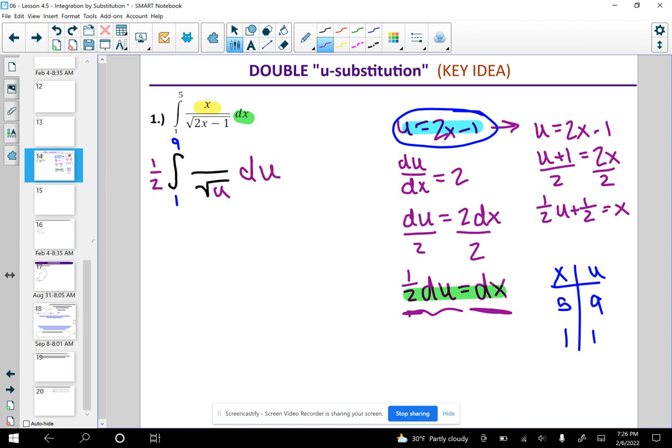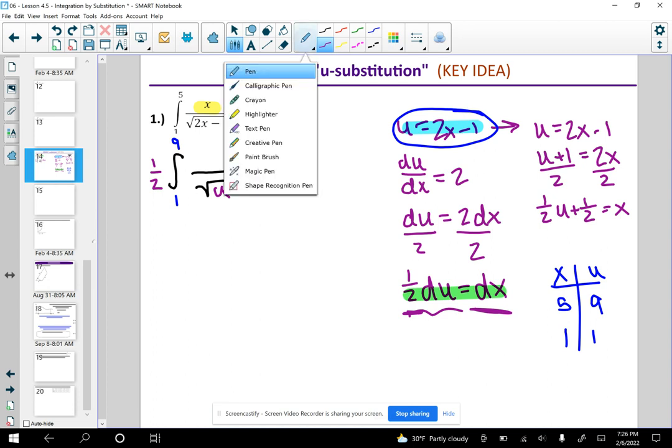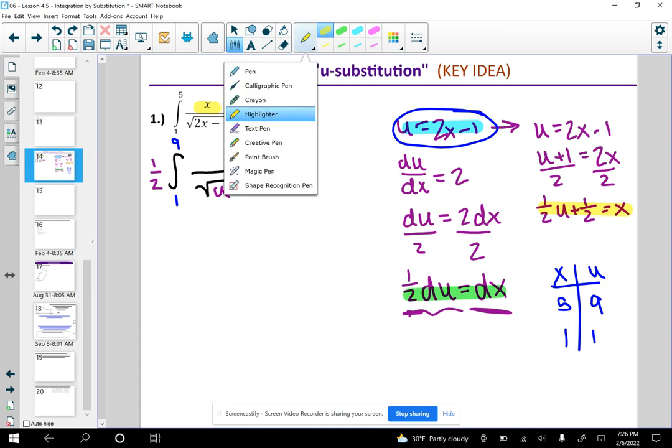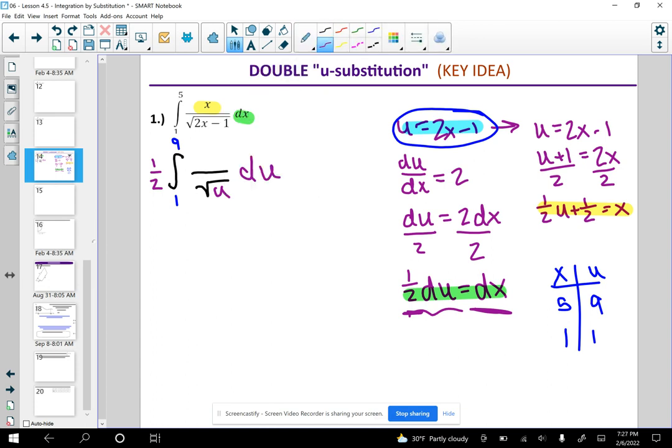du. Okay, and then I have that x up there. That was not a part of my derivative, so I'm going to substitute this little equation that I solved x for in terms of u so that everything is in terms of u. So up here, I'm going to use that 1/2 u plus 1/2. Okay, so that's all in my numerator. I'm going to clean this up a little bit.